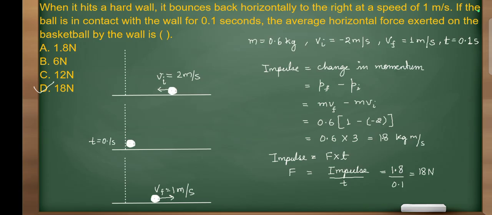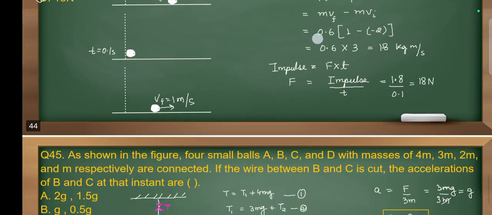Now we know that impulse is equal to force times time, then force will be equal to impulse by time, which is equal to 1.8 divided by 0.1, and it will become 18 Newton. So option D is correct.